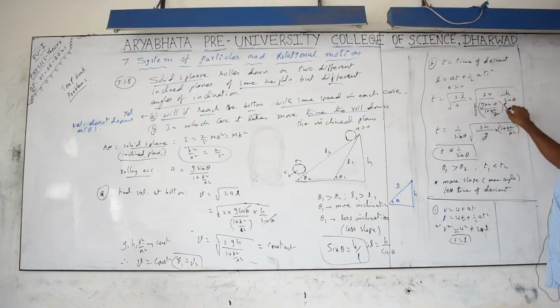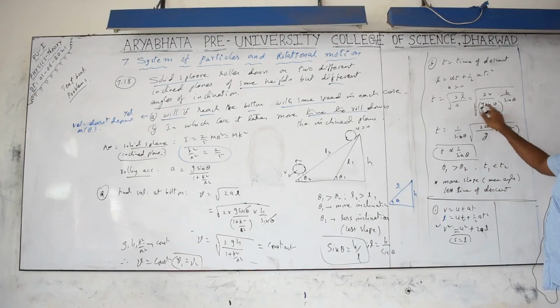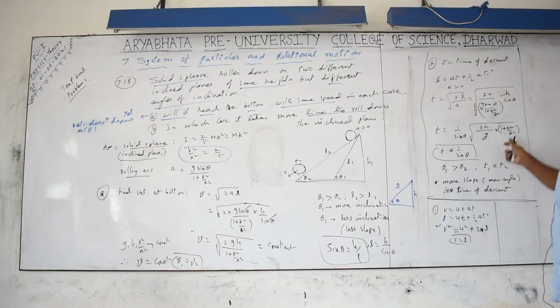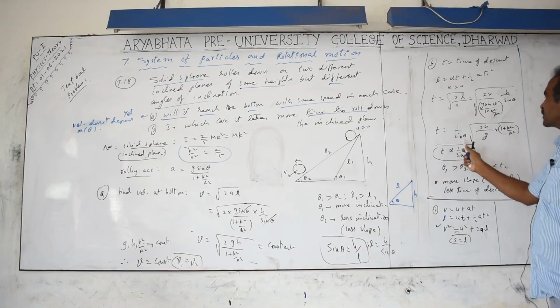L is equal to h by sin theta, and a equals g sin theta by 1 plus k square by r square. Sin theta into sin theta gives sin square theta. What remains is 2h by g into 1 plus k square by r square, with the numerator inside the root only. These are all constant terms. So t is inversely related to sin theta.